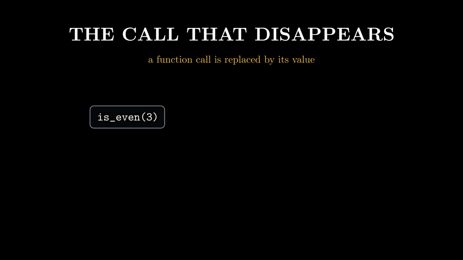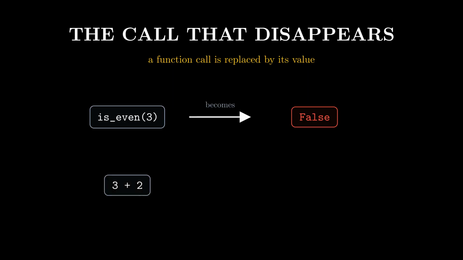You have written your first function, isEven, but writing it did absolutely nothing. Not one line of it has run yet. To make a function act, you have to call it. And here is the surprising part. The moment you call it, the call vanishes. The whole thing, isEven of 3, is quietly replaced by a single value, false, in exactly the way 3 plus 2 is replaced by 5. Today we watch that substitution happen, one step at a time.